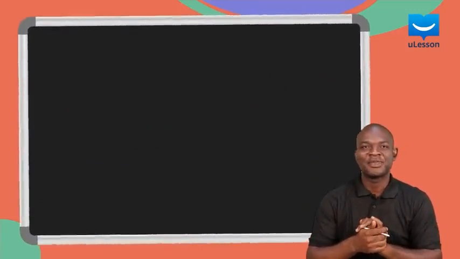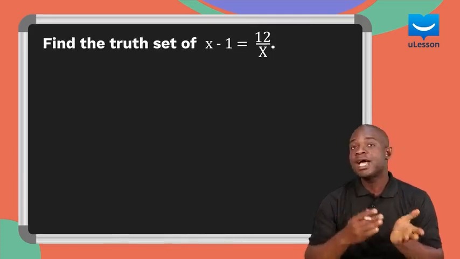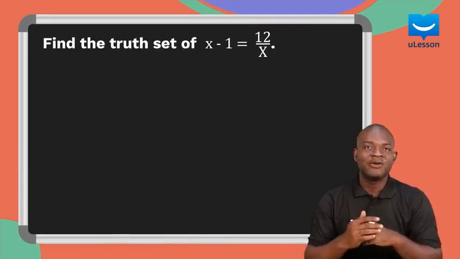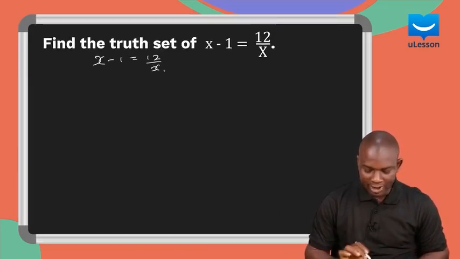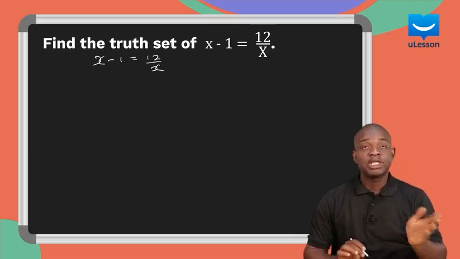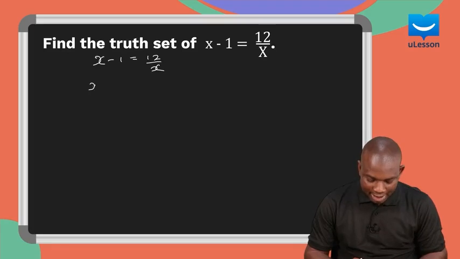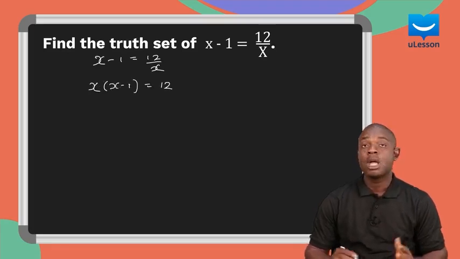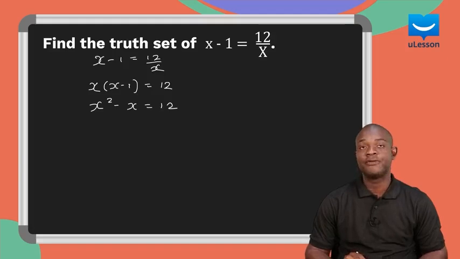Let's get to it. For our first example, find the truth set of x minus 1 equals 12 over x. That is, x minus 1 equal to 12 over x. We begin by multiplying both sides of the equation by x, and this gives us x bracket x minus 1 equal to 12. And when we open the bracket, we have x squared minus x equal to 12.